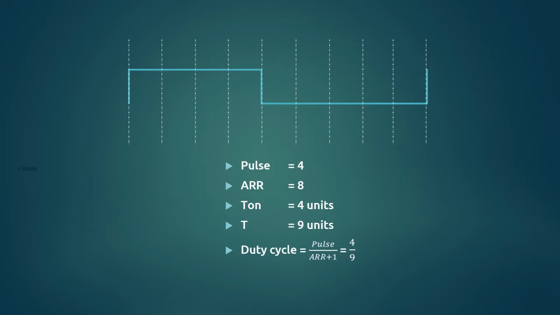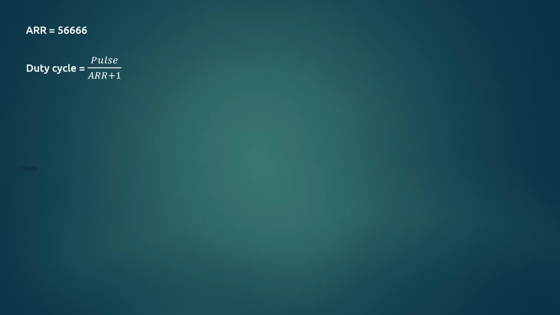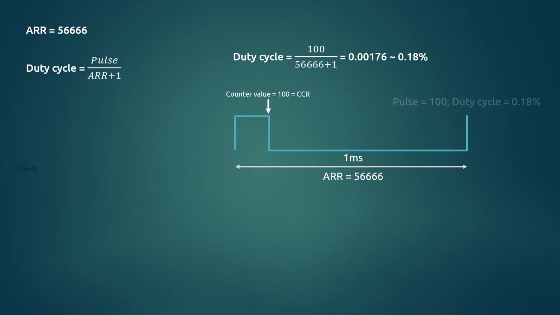Now coming back to our application. We have error value 56,666. As per our code, we are incrementing brightness variable to 100 from 0 value. Brightness is CCR value or the pulse value here. So at 100, duty cycle will be 100 divided by 56,666 plus 1. So it will be 0.0017. So if we are converting into percentage, it will be 0.18%. Since our time base is 1 millisecond, up to 1 millisecond, this is our duty cycle, right?